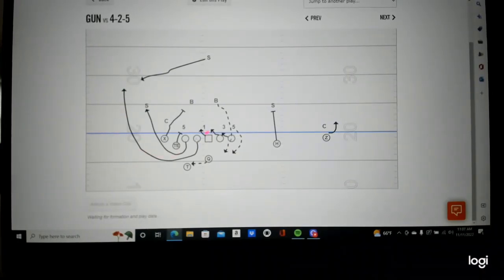So Texas has numbers that run away from the blitz, and they get a big time play by Coach Sark and this Texas offense.